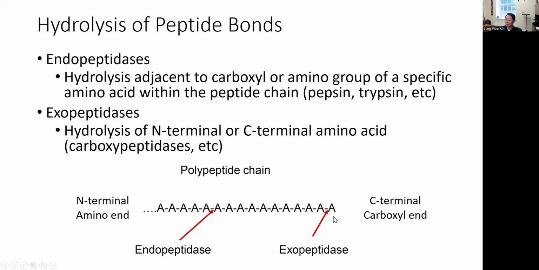If an enzyme is cleaving the peptide bond at the amino end or from the carboxyl end, that is grouped as an exopeptidase, an enzyme digesting peptide bonds from the outside. Okay? There are a good number of endopeptidases when you talk about enzymes for protein digestion, including pepsin and trypsin, which we'll talk about later. In the case of exopeptidase, there's a good example called carboxypeptidase, and we'll talk about that as well.